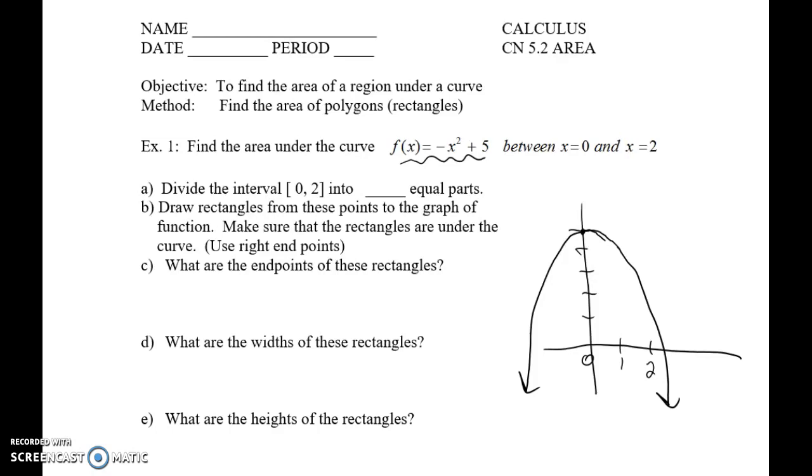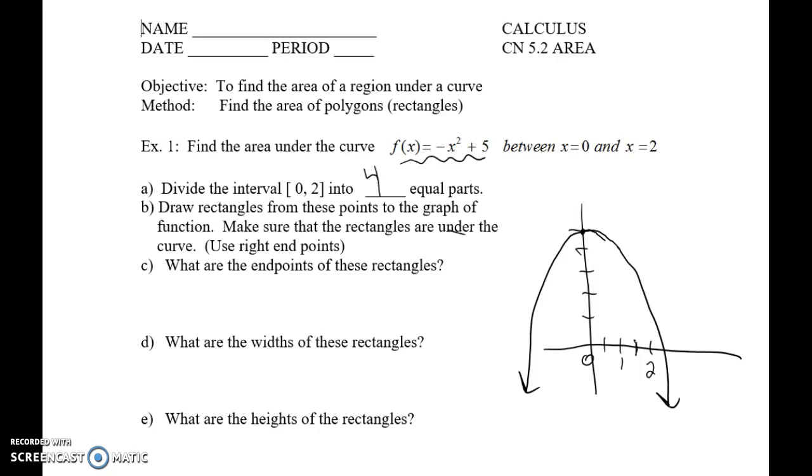What we want to do is divide the interval from 0 to 2 into however many parts you want. Let's try 4 equal parts. So if I divide it up, it'll look like that. We want to draw rectangles from these points to the graph of the function. Make sure your rectangles are under the curve.